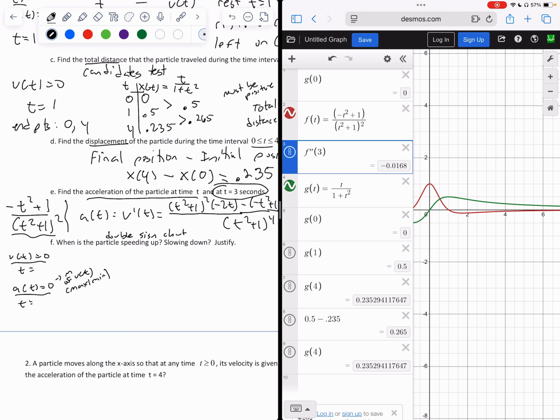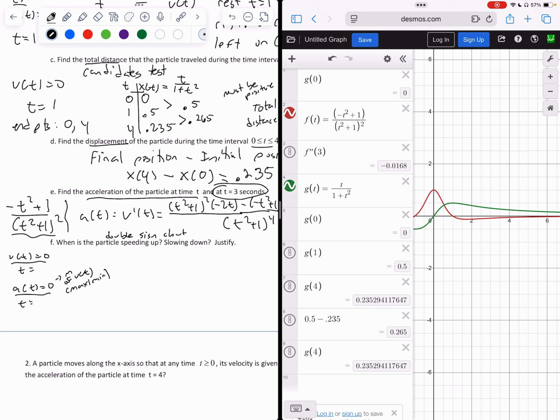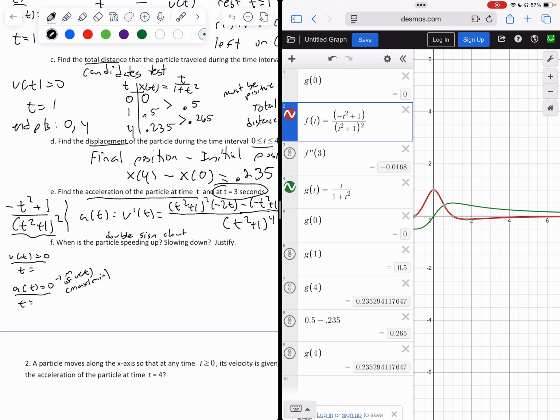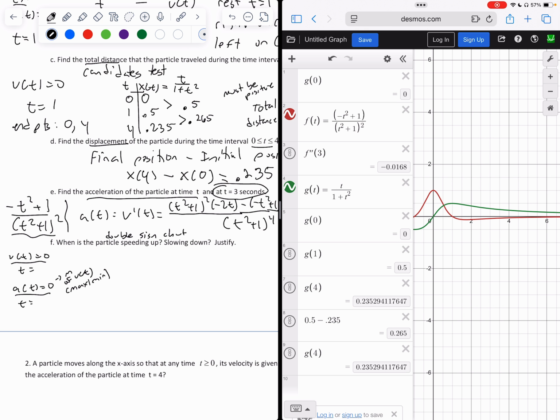So if I come back over here to my Desmos, I just touch anywhere on the velocity graph. Remember, not the green one. The green one is our position graph. I look at the velocity graph and touch anywhere on there. It's going to give me these points right there. You see these points? I get those points.